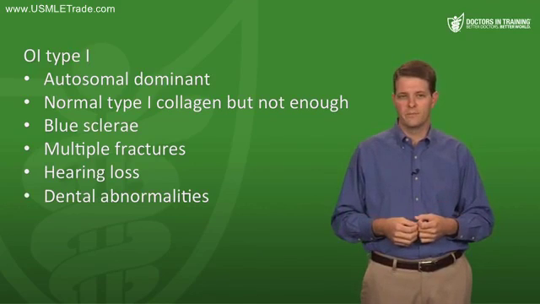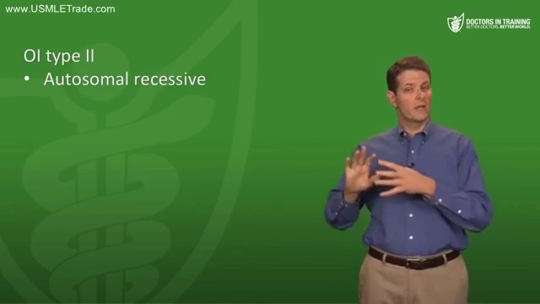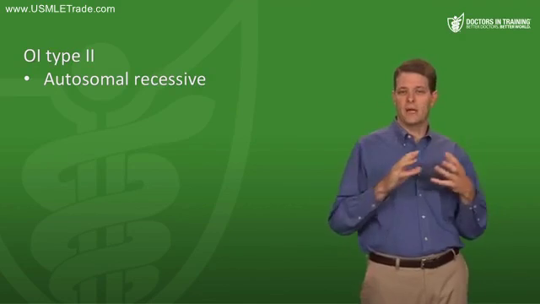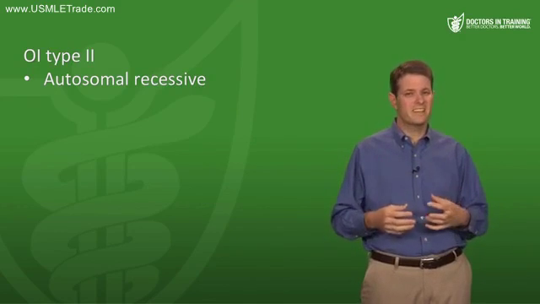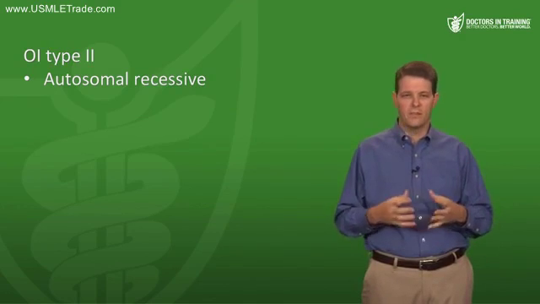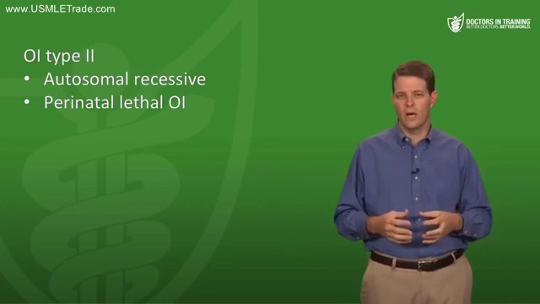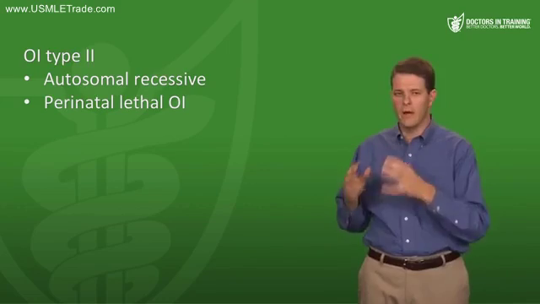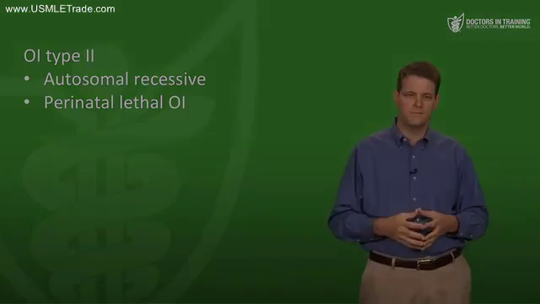Then on the other end of the OI spectrum is OI type 2, which is so severe that these kids die in utero or maybe within the first couple of days after birth. It's sometimes called perinatal lethal OI. So type 1 is much milder than type 2 by comparison. Next, let's talk about Ehlers-Danlos syndrome, or EDS, which is another type of collagen defect. Again, there are a whole bunch of different subtypes of EDS, and review books have been getting this wrong for ages, so I want to break it down and try and get it straight.